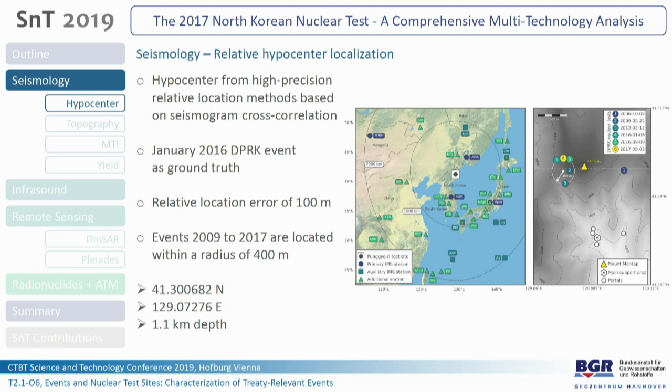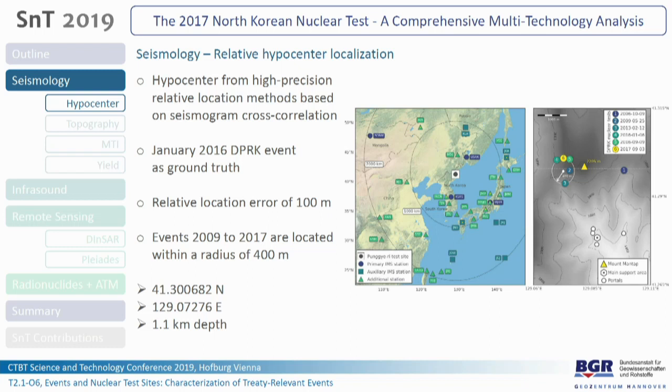First, we have to figure out where the test was. We get a relative hypocenter localization based on the cross-correlation of seismograms. So we get a relative location of the six tests. It is shown on the right-hand side. You can see it here. The last five tests are all located in an area within a radius of 500 meters. Only the first test is around 2 kilometers to the east.